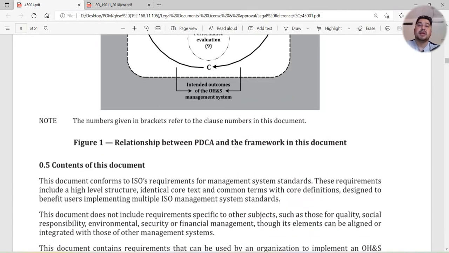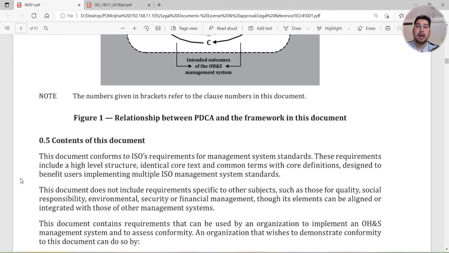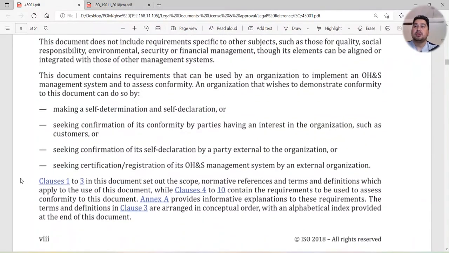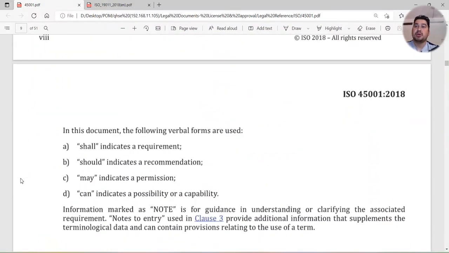Relationship between the PDCA and the framework in this document, contents of this document. This document conforms to ISO's requirements for management system standards. So that is also not that important. Okay. Now these terms are very, very important.